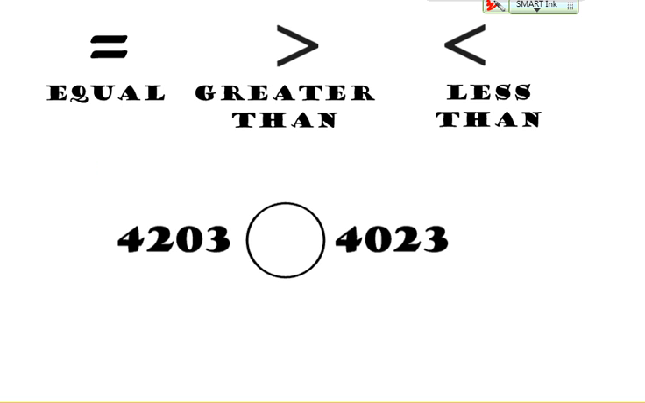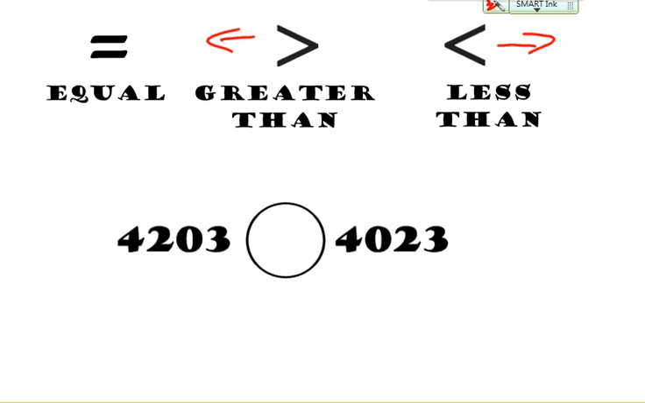Now, along with using the number line, we want to be able to compare numbers. By comparing numbers, of course, we have our 3 symbols. We have equal, which means the numbers are the same. We have greater than, which means the number on this side, the left side, is the bigger number. Or we have less than, which means the number on the right side is the bigger number. As we look at our example, we want to compare 4,203 and 4,023 and understand which one is bigger, or if they're the same.